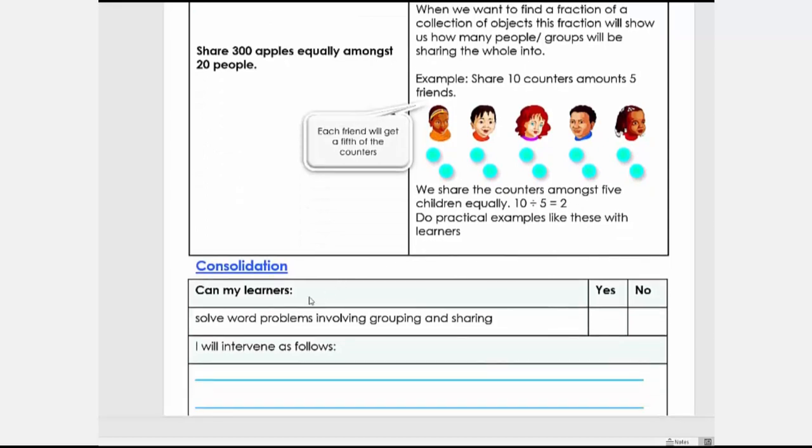Then lastly, with the consolidation, if you ticked yes, you can carry on with the next lesson. If you ticked no, you need to revisit or revise some of the questions and activities, or you need to contact us at SA Teacher.